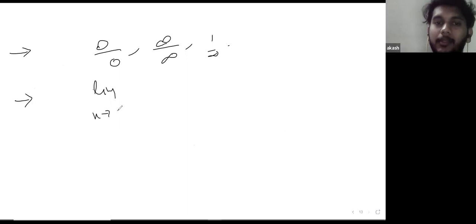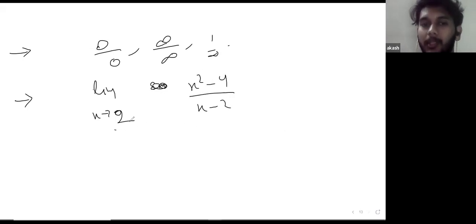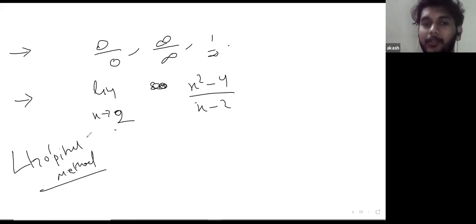So suppose you have to find the limit as x tends to 2 of x square minus 4 upon x minus 2, right? If you put x equals 2 here, 4 minus 4 is 0, 2 minus 2 is 0, so 0 by 0. How have we learned to solve it? Factorize this and that? No, this method is called L'Hopital's method, something like that. This is French, I don't speak French. L'Hopital's method.